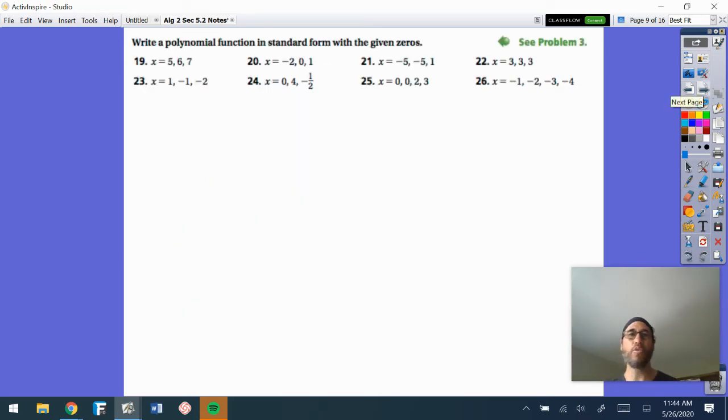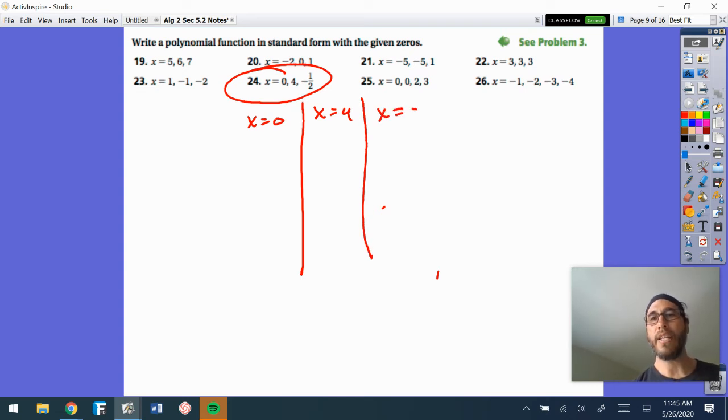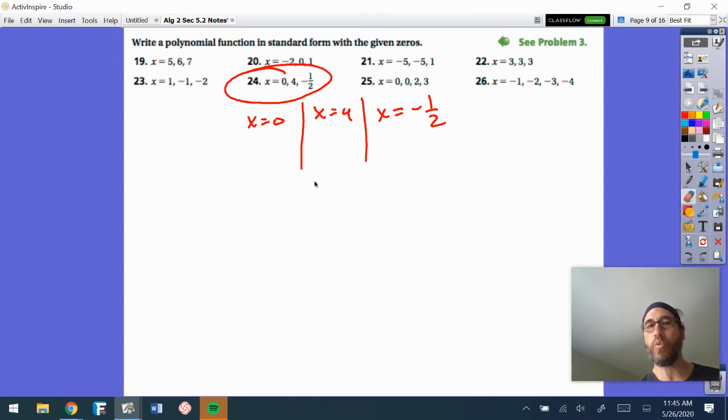All right, let's just do one more. Let's see which one here looks a little crazy. This one has a 0 and a fraction in it. So we're going to do this one as our last one, okay? So we have x equals 0. Okay, that was an answer. x equals 4. Boom, that was an answer. x equals negative 1/2.